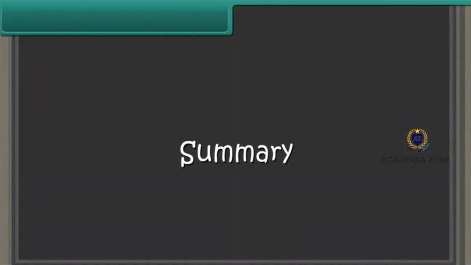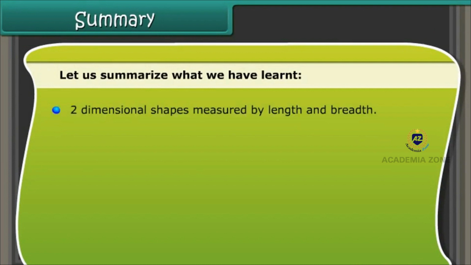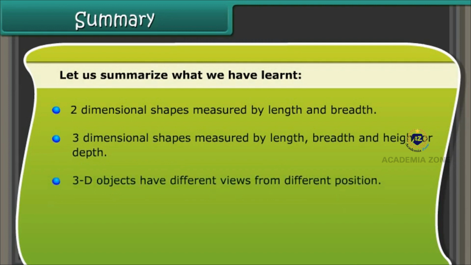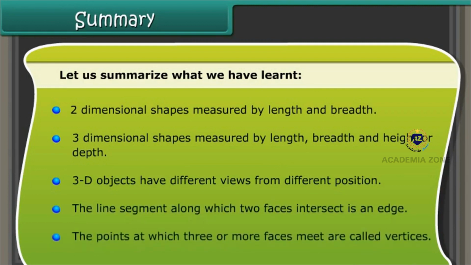Summary. Let us summarize what we have learned. Two-dimensional shapes are measured by length and breadth. Three-dimensional shapes are measured by length, breadth and height or depth. 3D objects have different views from different positions. The line segment along which two faces intersect is an edge. The points at which 3 or more faces meet are called vertices.